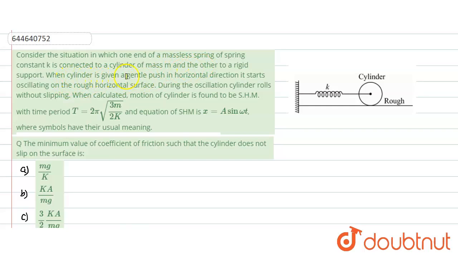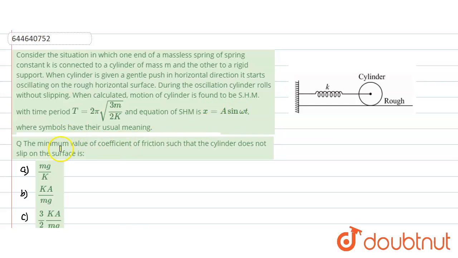Now when the cylinder is given a gentle push in the horizontal direction, it starts oscillating on this rough horizontal surface. So this is a cylinder. When we give a small push, it starts in motion on this surface. Now the motion is oscillatory and the time period is given as T equals 2 pi root of 2m divided by 2k, and x is given as A sine omega t.